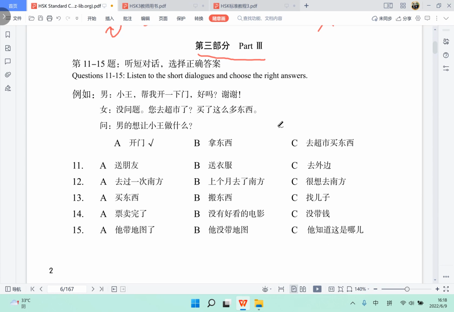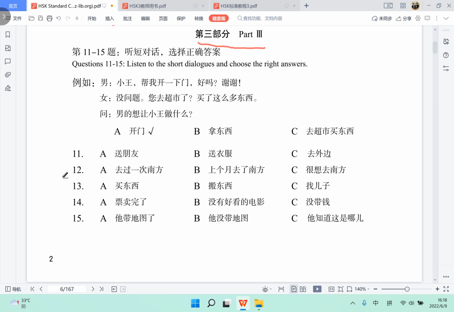And 第3部分, Part 3. Listen to the short conversation and choose the right answers. Same as before, check the answers first. 第11个: A 送朋友 could mean giving a gift to friends, or sending friends off to the train station or airport. B 送衣服, delivering clothes or giving clothes as a gift. We don't know. C 去外边, go outside. This could be the answer to the question, what are you going to do?